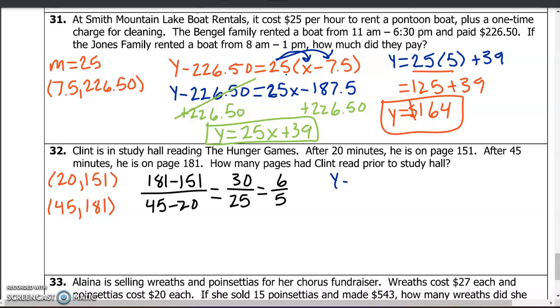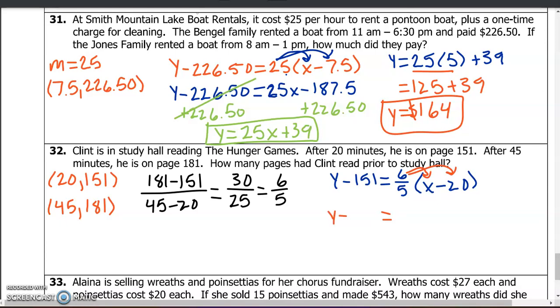So y minus our y value, you can pick whichever point you want. I'm just going to go with the smaller numbers, minus 151, equals m, which is 6/5, that's what we just saw for, times x minus our x value, which is 20. Okay, so now we just need to distribute the 6/5 to each of these.